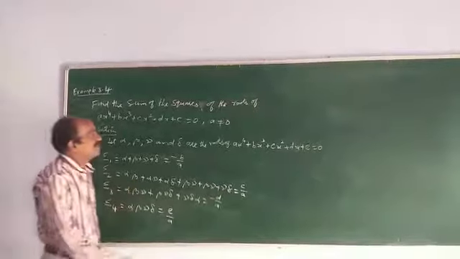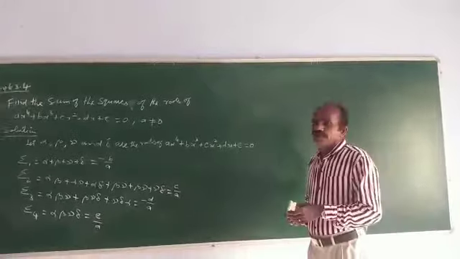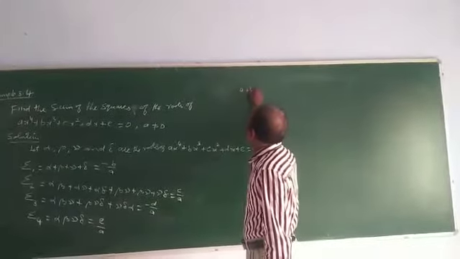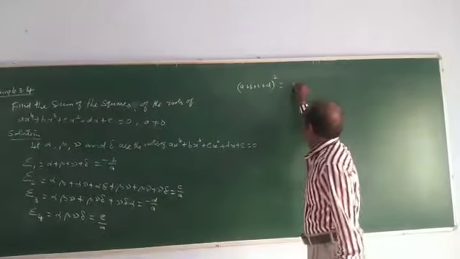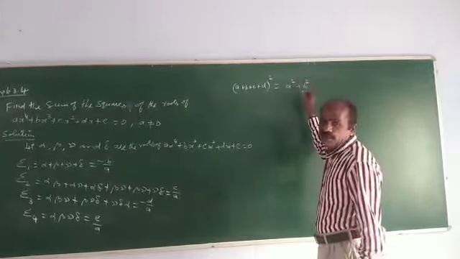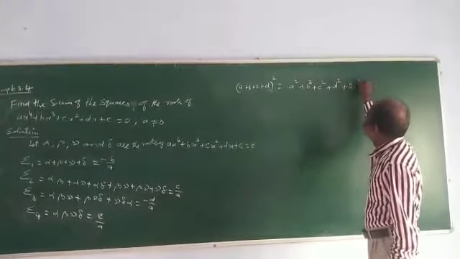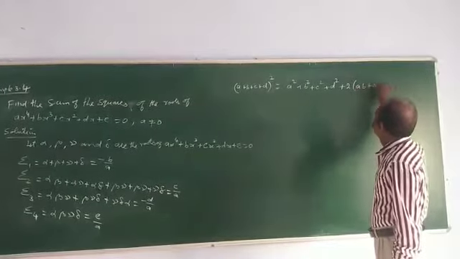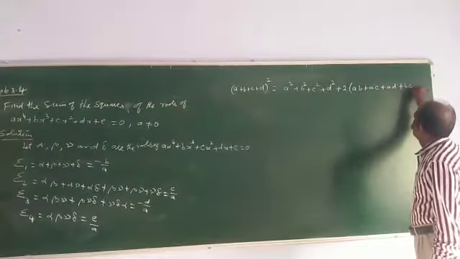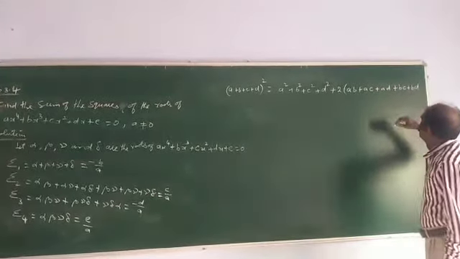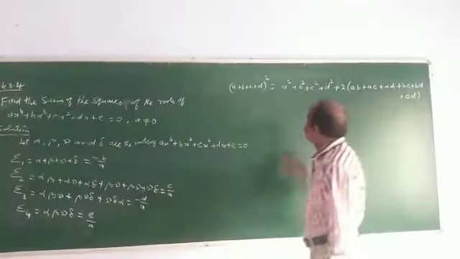Okay, here we can find out alpha square plus beta square plus gamma square plus delta square. We know in the algebra formula, a plus b plus c plus d the whole square equal to a square plus b square plus c square plus d square plus 2 into ab plus ac plus ad plus bc plus bd plus cd. Using this formula, we can find out this value.